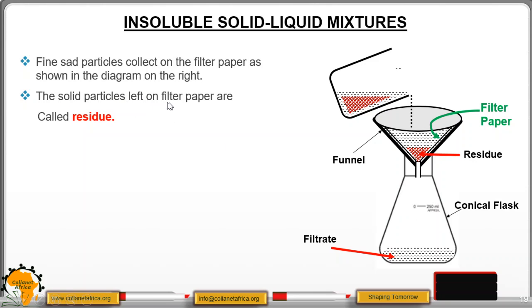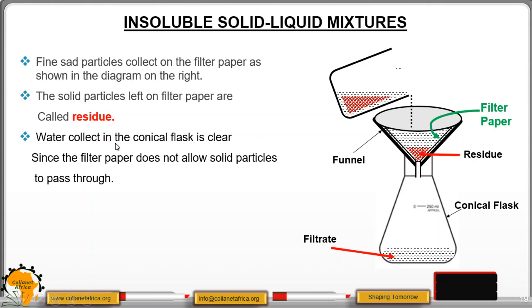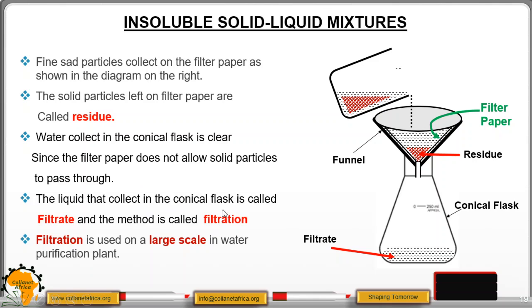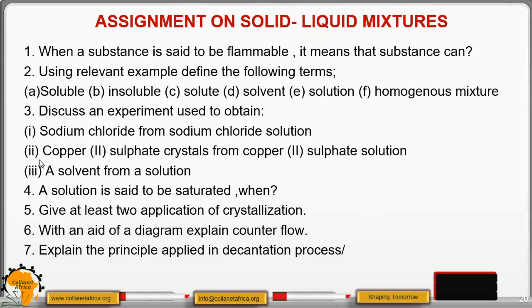The solid particles left on the filter paper are called the residue. They remain here, they can't pass through the pores of the filter paper. Water collected in the conical flask is clear since the filter paper does not allow solid particles to pass through. The liquid that collects in the conical flask is called the filtrate and the method is called filtration. So this is the filtration method. Filtration is used on a large scale in water purification plants.